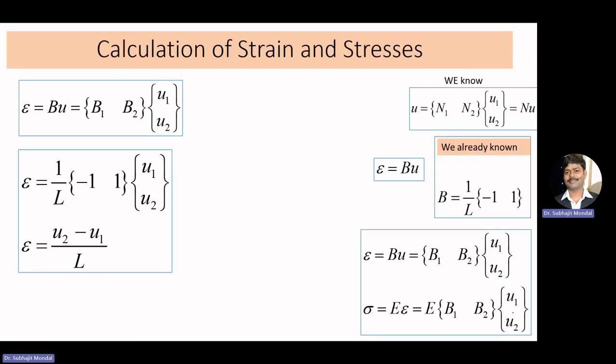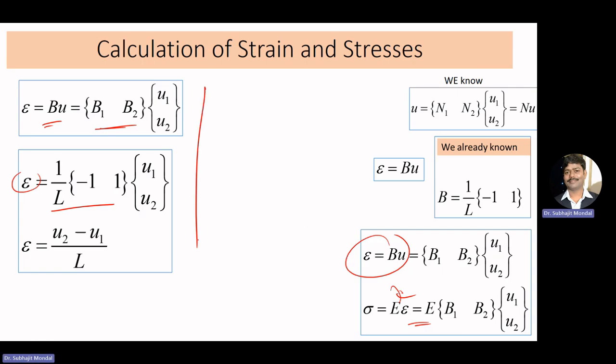So here you can see what we did. We basically wrote the strain as nothing but B times u, that is B1 B2 times u1 u2. Already we know B is nothing but minus 1 by L and 1 by L like this. So we can obtain the strain. Once we find the strain, if we multiply with the E value, we also can find the stress there. So this is basically how we solve our truss problem.